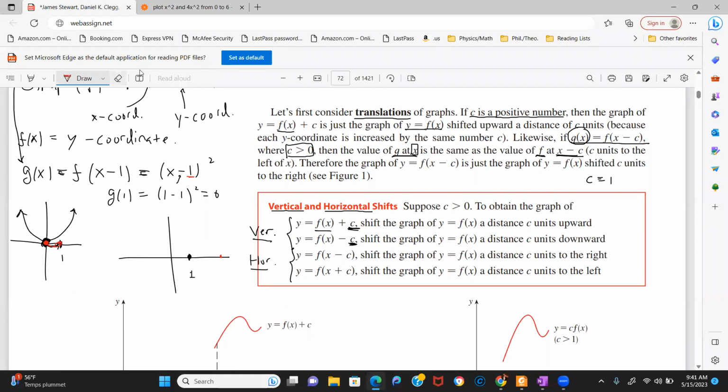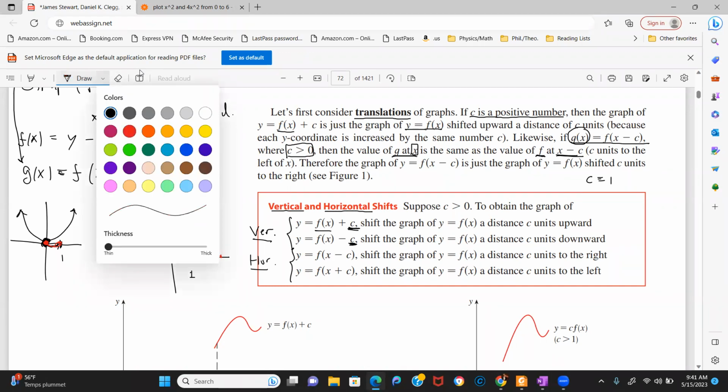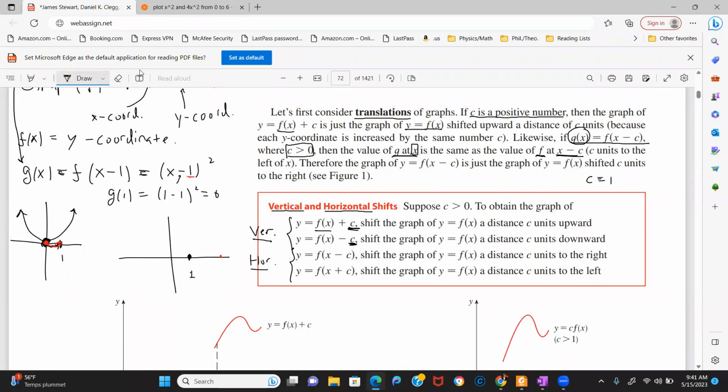So everything has to shift over the same amount. This is, as I said, a rigid motion. As long as you know where one point goes, you know where all of them go. So it's going to look like that. When you subtract 1, you shift to the right, and that's what we have in this case. When you subtract c, a positive number, you shift to the right by c units. When you add, you shift to the left.